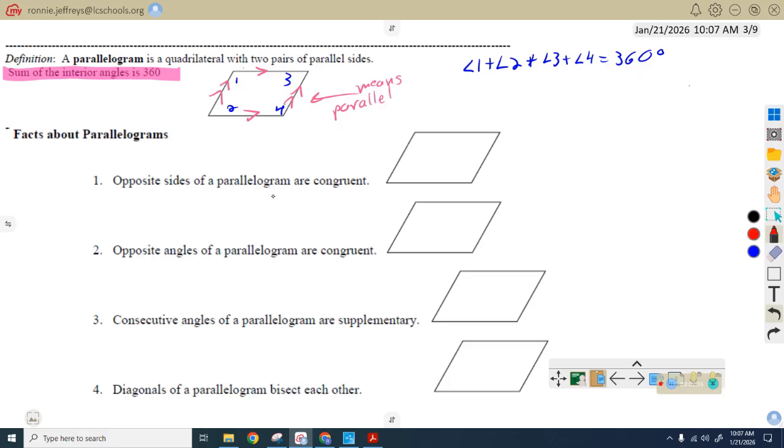Right here it says opposite sides of the parallelogram are congruent. That means that this side is congruent to this side, and this side is congruent to this side. Trust me, there's a reason why you have four little items to mark this on. When I saw this on one object, it's too much going on, very difficult to know what is up. The next part, opposite angles: this is congruent to this, and this is congruent to this.